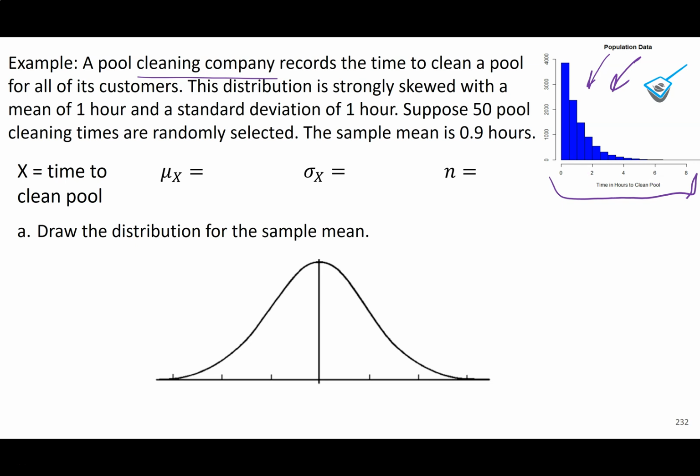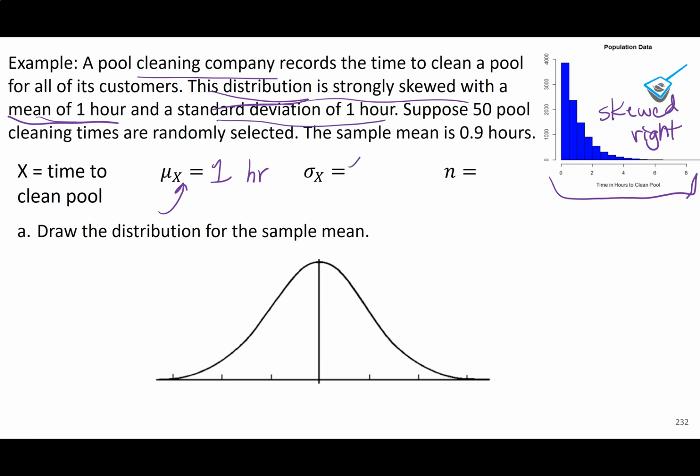So, and that's probably not too surprising. I imagine they're not all the same size pool, but it's hard to tell. This distribution is strongly skewed, and it's skewed right because the tail is on the right, and it has a mean. So this is telling me this distribution is talking about the population. It has a mean of 1 hour, so mu is 1 hour, and a standard deviation of 1 hour.